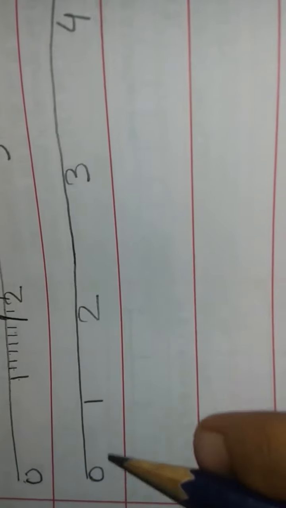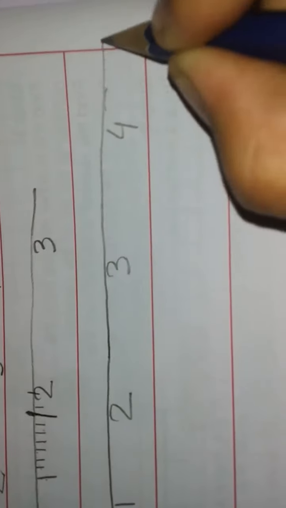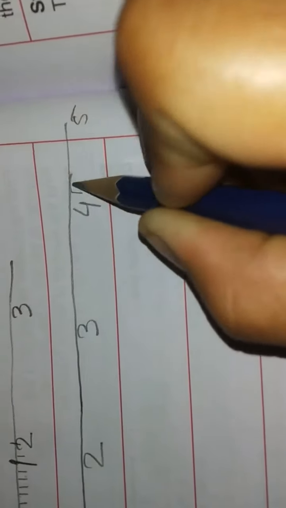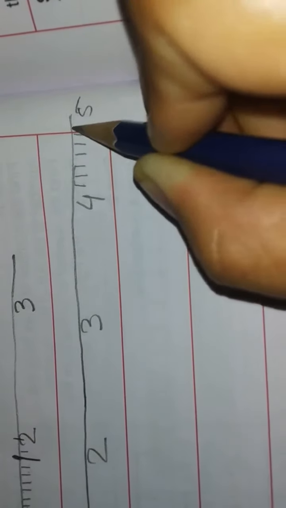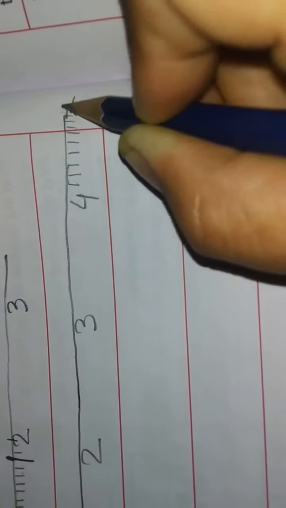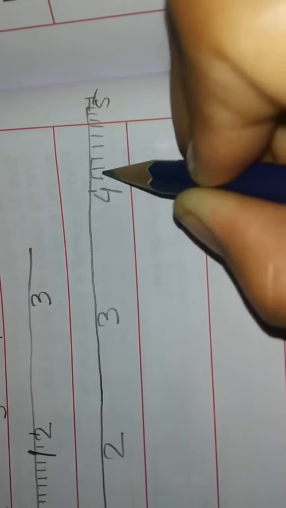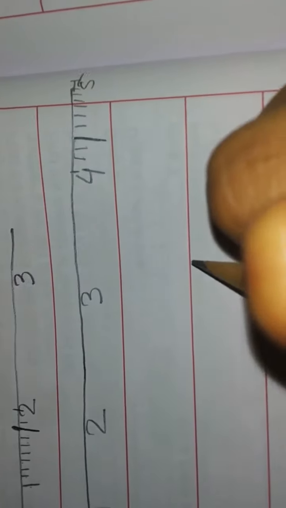0, 1, 2, 3 and 4. 4.4 is there, right? Here I write 5. So here small lines: 1, 2, 3, 4, 5, 6, 7, 8, 9 and 10 is there. Now 4.4. 1, 2, 3, 4. This is a 4. Got it?